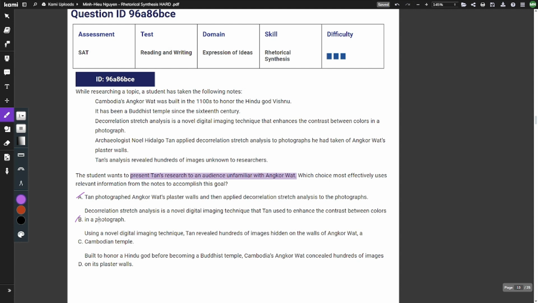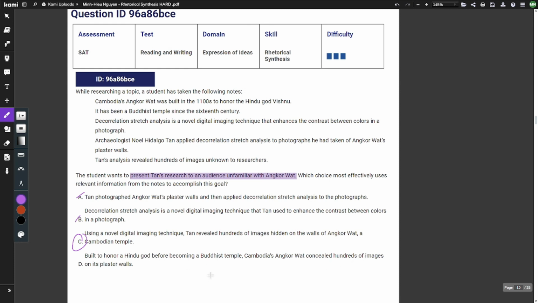C. Using a novel digital imaging technique, Tan revealed hundreds of images hidden on the walls of Angkor Wat, a Cambodian temple. So yes, this does present Tan's research, which is that he revealed hundreds of hidden images using his digital imaging technique, and it also explains what the Angkor Wat is, which is a Cambodian temple. So C is our answer. And then D. Built to honor a Hindu god before becoming a Buddhist temple, Cambodia's Angkor Wat concealed hundreds of images on its plaster walls.